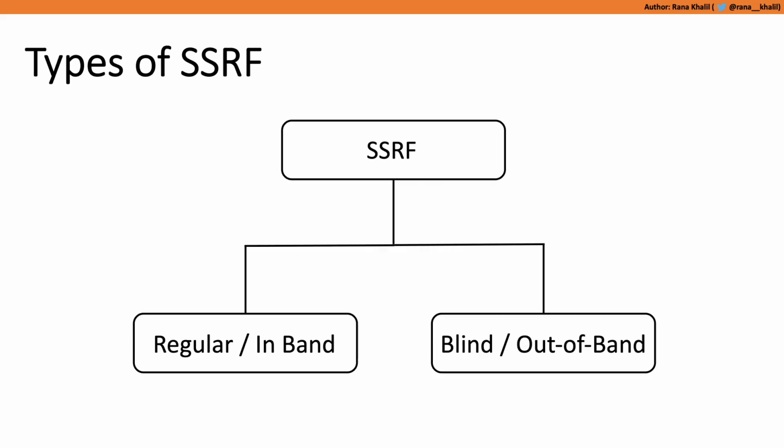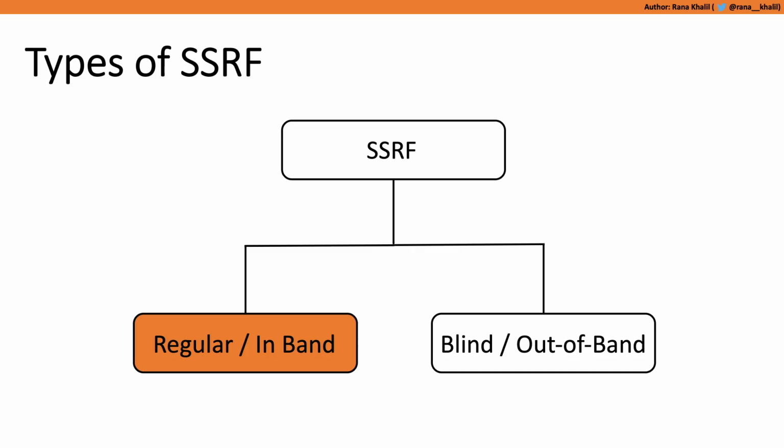Alright, so we talked about what an SSRF vulnerability is. Now let's discuss the different types of SSRF vulnerabilities. There are 2 types of SSRF vulnerabilities. The first one is regular or in-band SSRF. This is where you as an attacker can tamper with a URL, and the response to the URL you requested will be displayed back to you in the application.